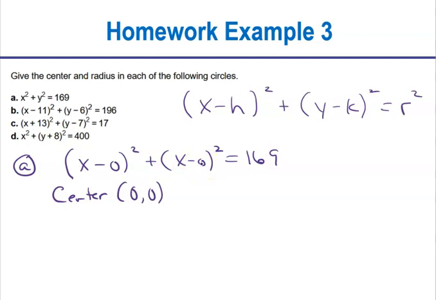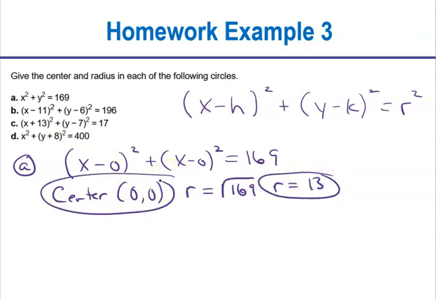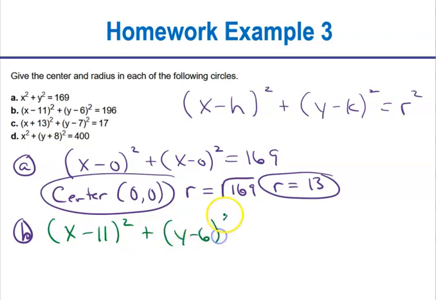Okay, so center is 0, 0, and r is not 169. It's the square root of 169. So r is actually 13 in this case. So center 0, 0, radius 13. What about B? Again, I promise you I won't do them all. All right, so B, we have, I'm going to recopy, x minus 11 squared plus y minus 6 squared is equal to 196.